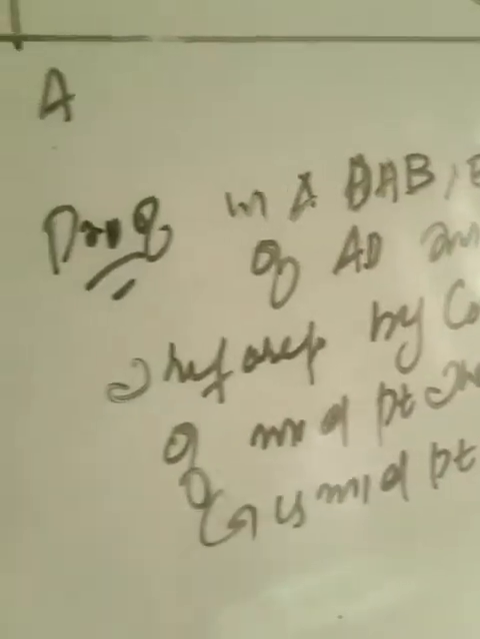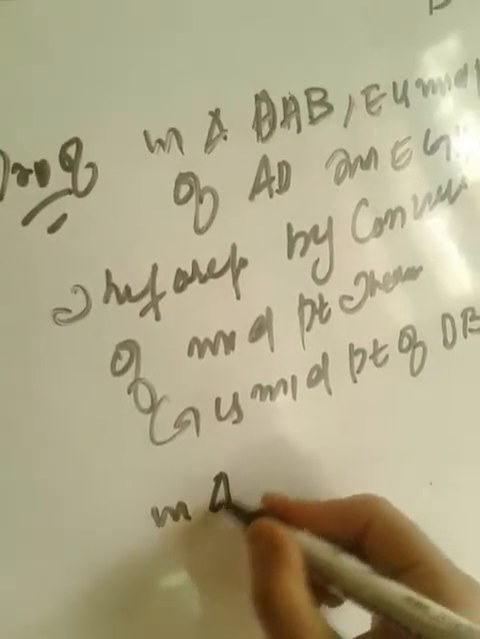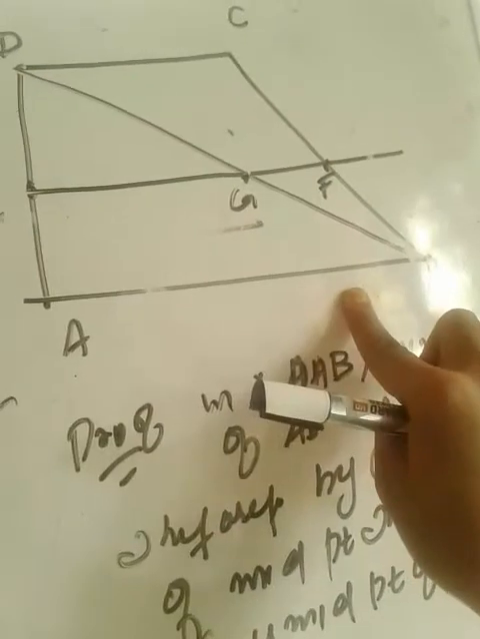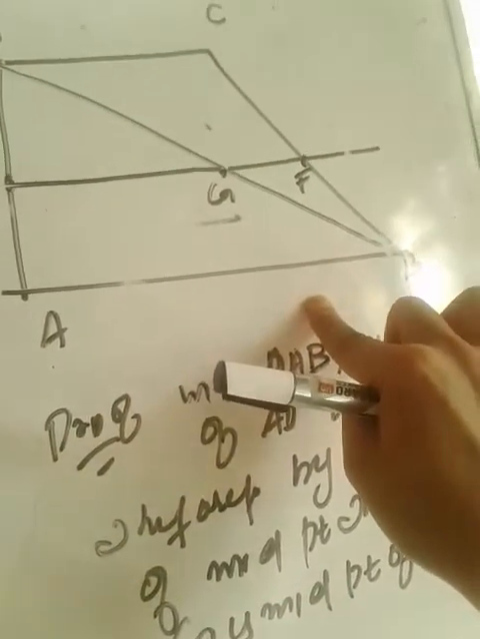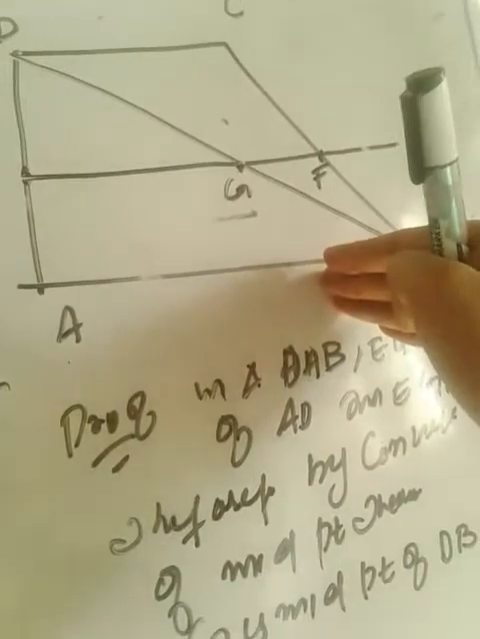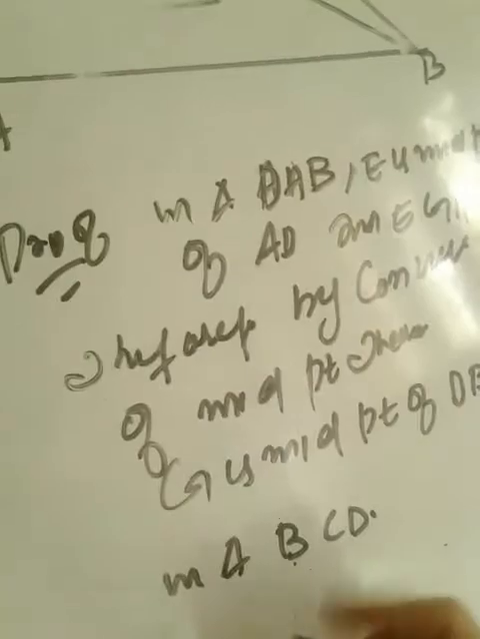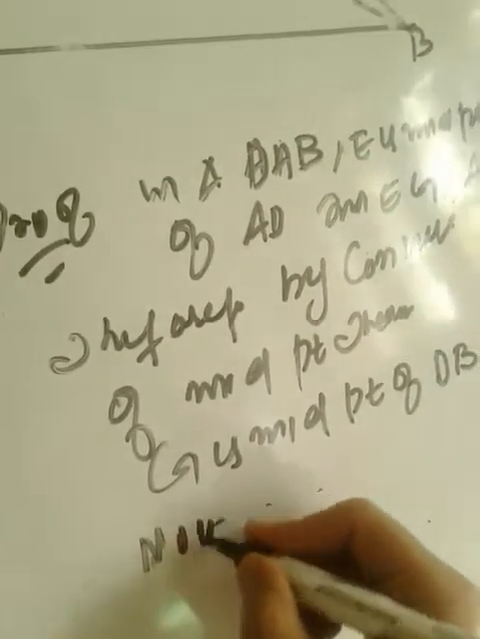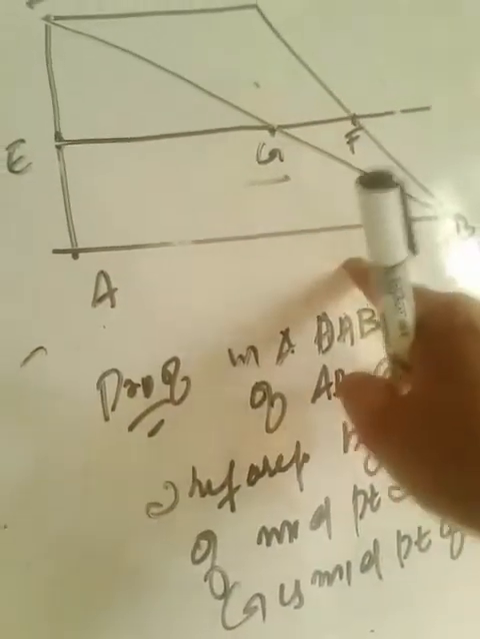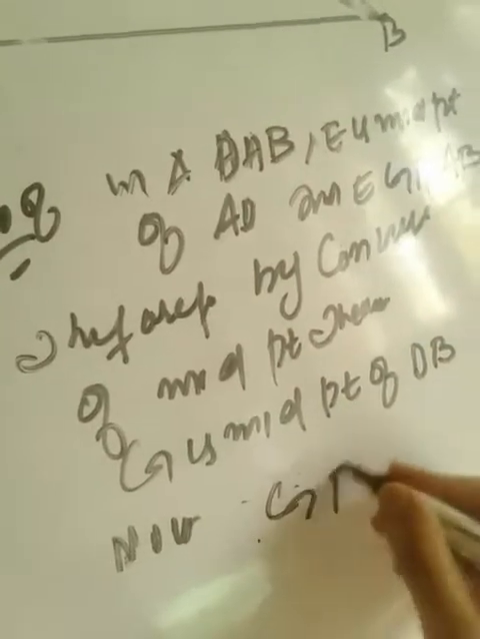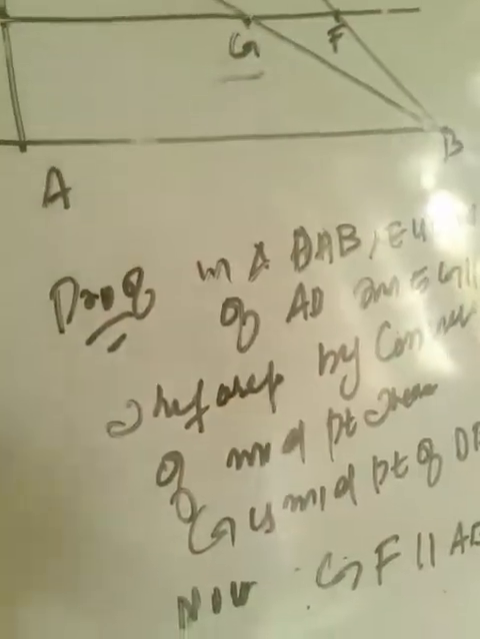Now have a look. We will write in triangle BCD, take a look. EF is parallel to AB. It means GF is parallel to AB. But AB is parallel to DC. We will write it: EF is parallel to AB, it means GF is parallel to AB. Why? Because when the whole of the line is parallel, part of it is also parallel.